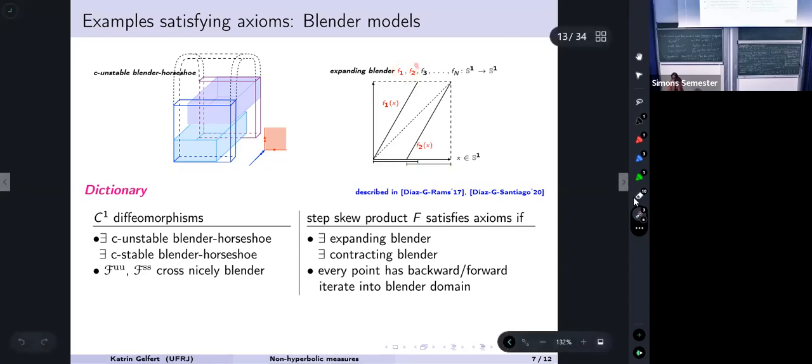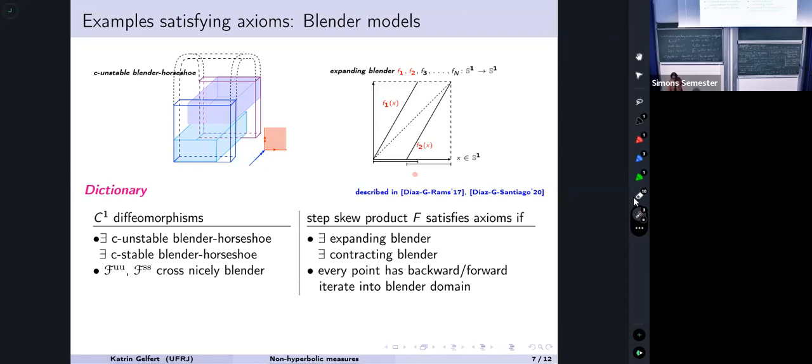And I assume that one map has one fixed point, which is expanding. The other map also has a fixed point, which is expanding. And their branches are such that they overlap in some interval in between those two fixed points. So this would define an expanding blender.